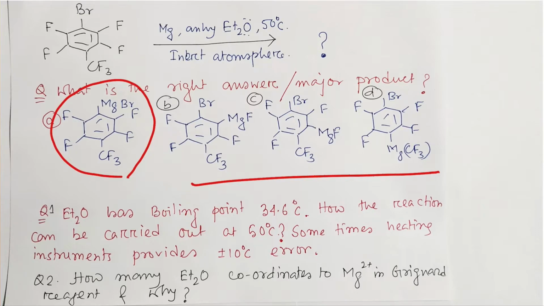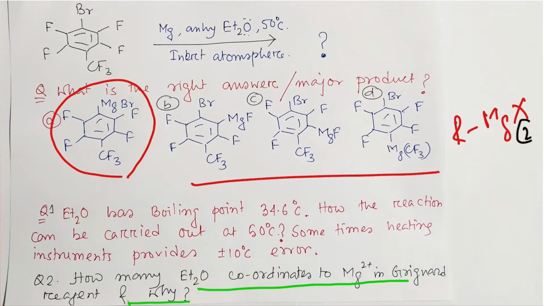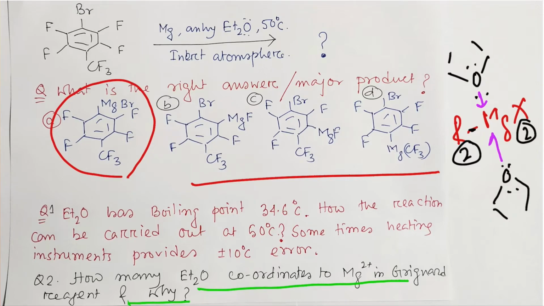Okay, let's come to the second question. How many ethers coordinate to the magnesium in the Grignard reagent? If you look at this Grignard reagent, it is nothing but RMgX. X donates 2 electrons, and from R comes the carbanion part with 2 electrons, but it is 4 electrons in total. Consequently, this ether molecule donates its lone pair of electrons to the central magnesium atom, and after this donation, it has 8 electrons, so the octet is filled.